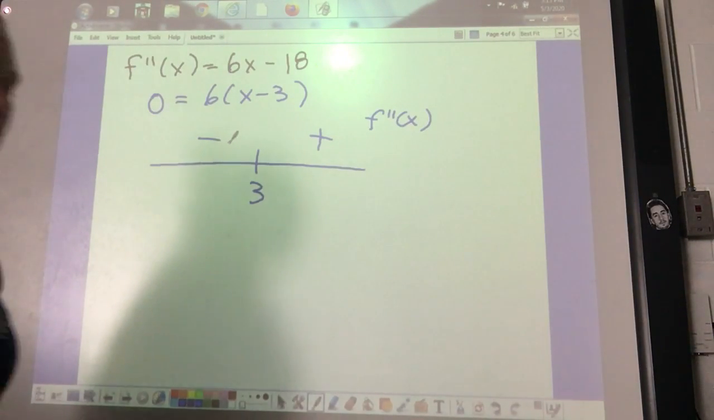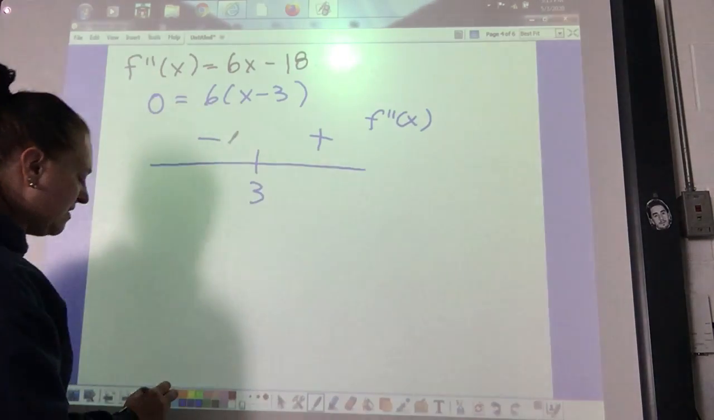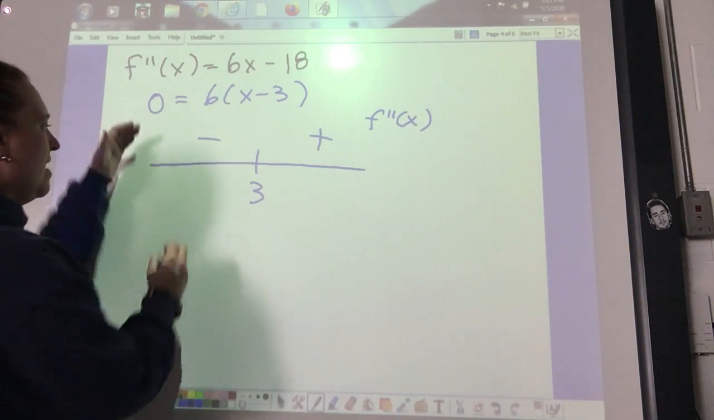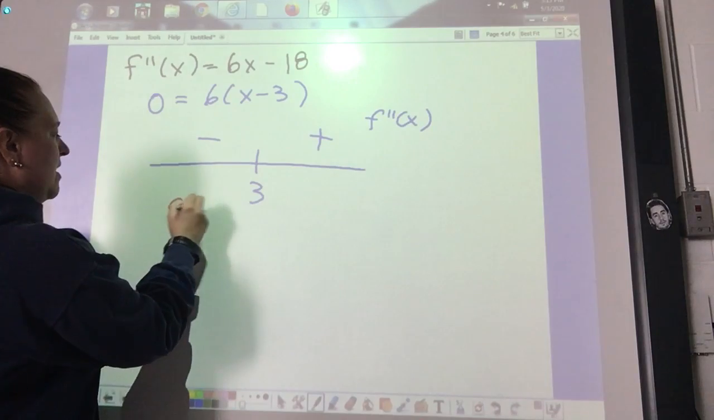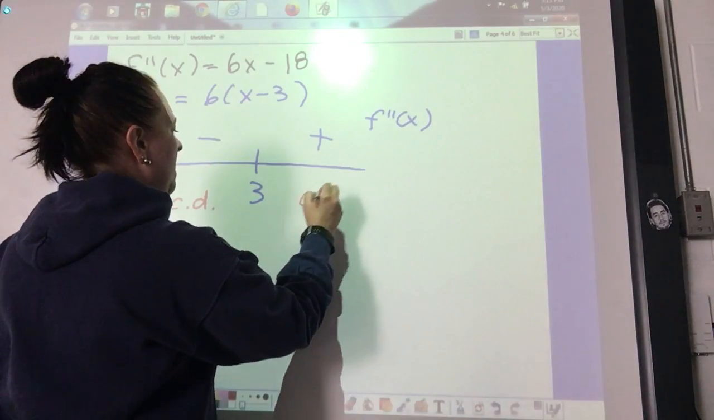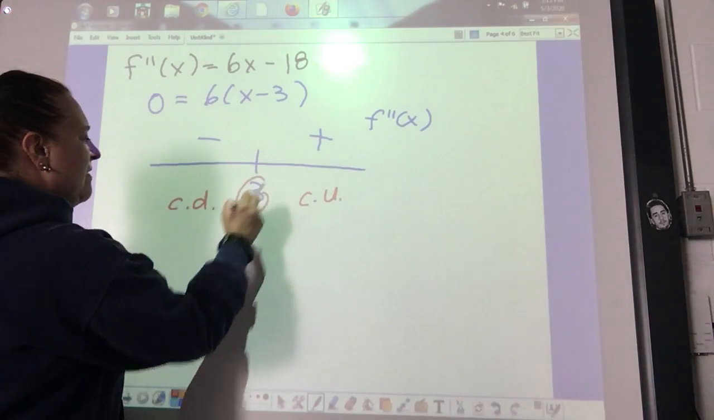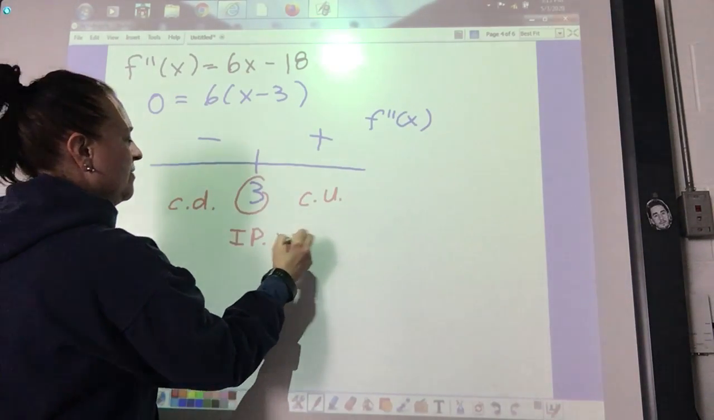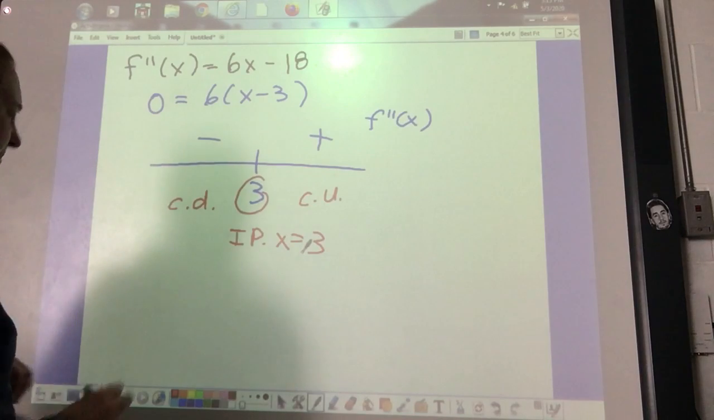Now, what kind of information does the second derivative give us? That gives us concavity and inflection points. So from minus infinity to 3, our graph will be concave down, and from 3 to infinity, it will be concave up, and we will have an inflection point at x equals 3 where it changes.